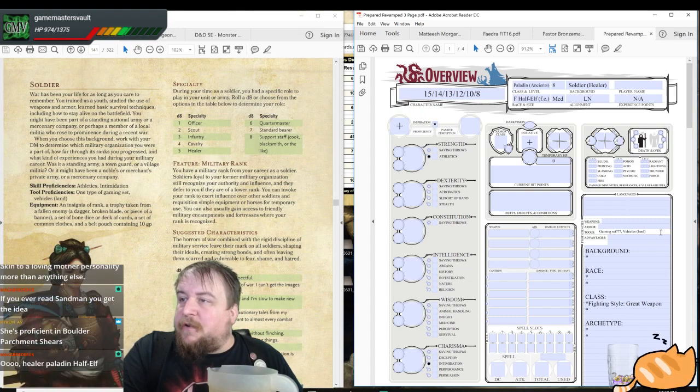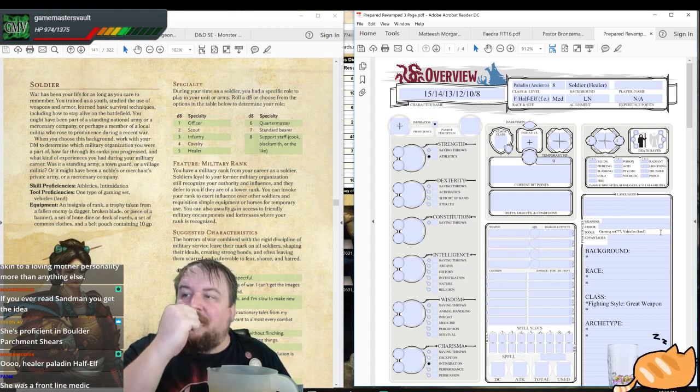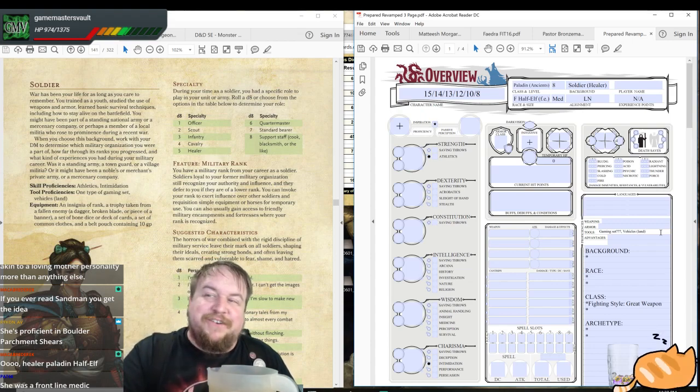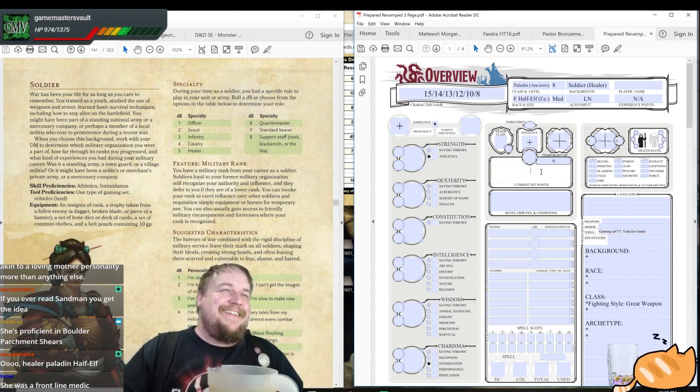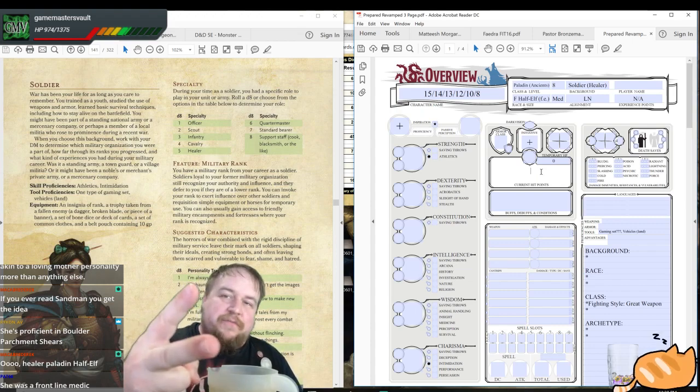Derek says, not much of a spiritual person, but I always love the notion of death being a presence, and it's more akin to a loving mother personality than anything else. Have you ever read Sandman? Oh, yeah. She's proficient in rock paper scissors. That's right. She can unsheathe with the best of them, right?